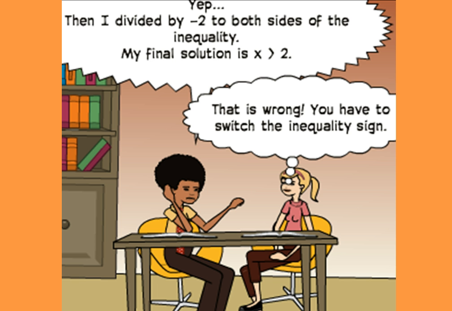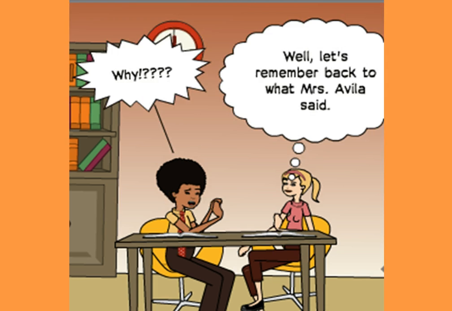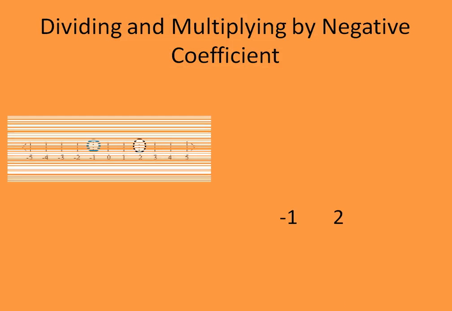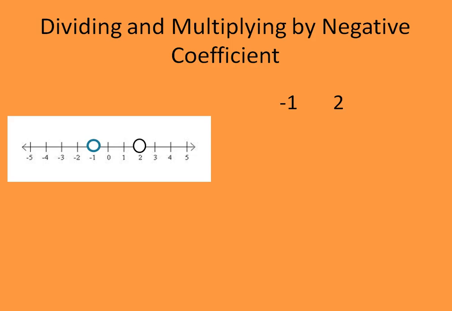That is wrong. You have to switch the inequality sign. Why? Well, let's remember back to what Miss Avila said. Remember when she asked us, which number is greater, negative 1 or 2? Yes, 2 is greater. Now, what if we multiply both numbers by negative 1?